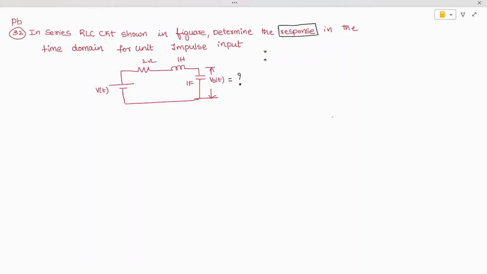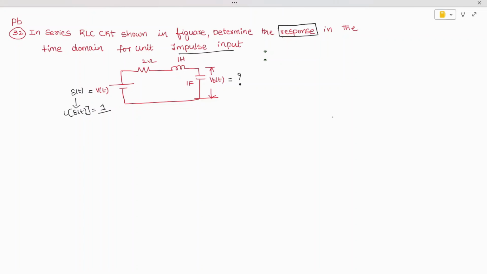Today we are going to solve problem number 32. The given problem is in the series RLC circuit, determine the response V naught of t in the time domain for a given impulse input, where V of t is an impulse input. The Laplace of an impulse input, which we already studied in the previous lecture, is equal to 1. Now let us try to apply this to the problem.